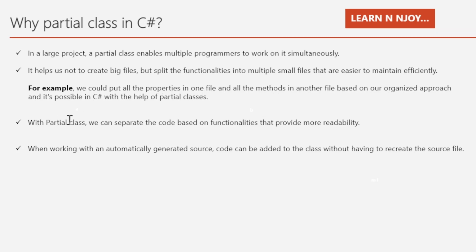Number 3, with a partial class, we can separate the code based on functionalities, which provides more readability. For example, in an ASP.NET web application, whenever we create any web page, say default.aspx in Visual Studio, two files get created with it. Number 1, the default.aspx.cs file.